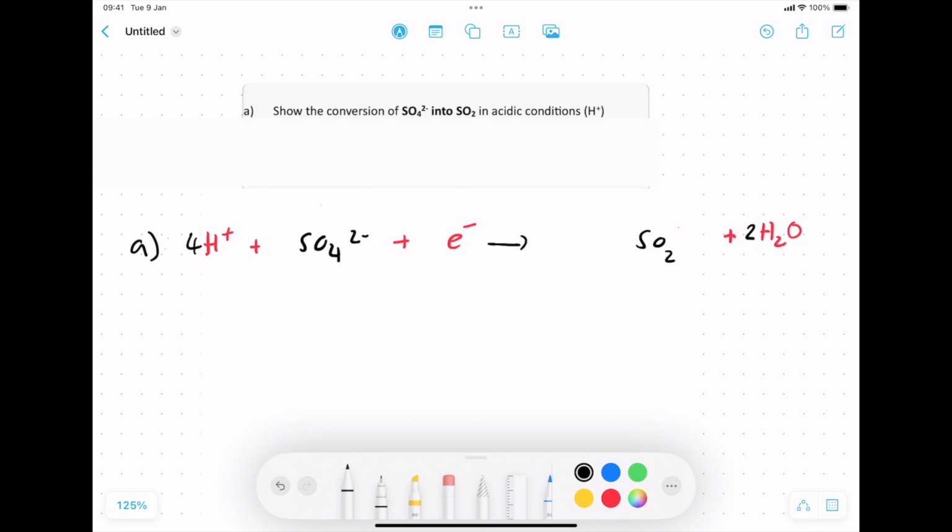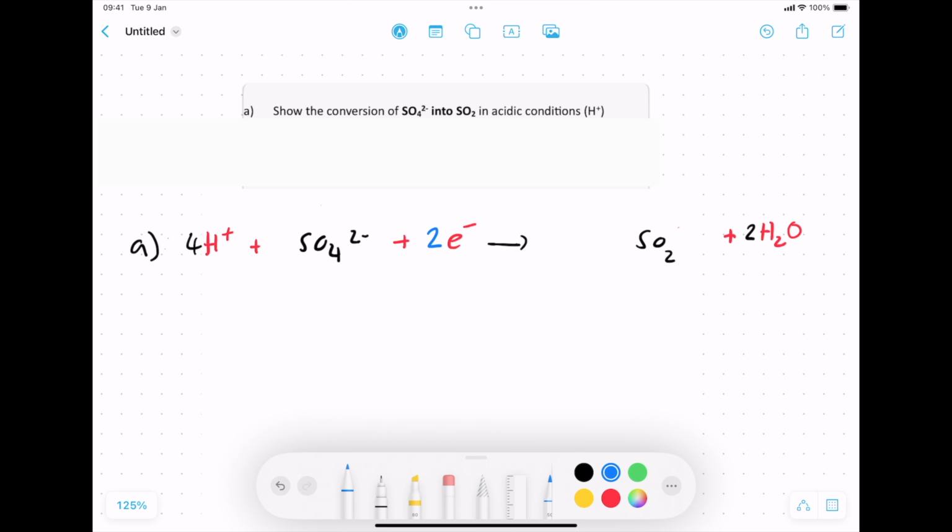Now you will see on the right-hand side the total charge is 0. There's no charge on the sulfur dioxide and there's no charge on the water. So that means the left-hand side also has to come to 0. We have +4, because 4 times +1 is +4. We have -2 on the sulfate and an electron. So for this to come to 0, we have to put a 2 there, because +4 - 2 in the sulfate minus another 2 is equal to 0.